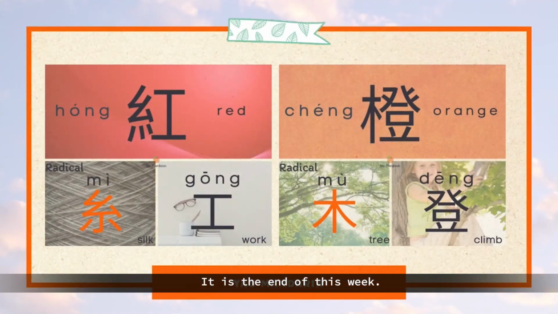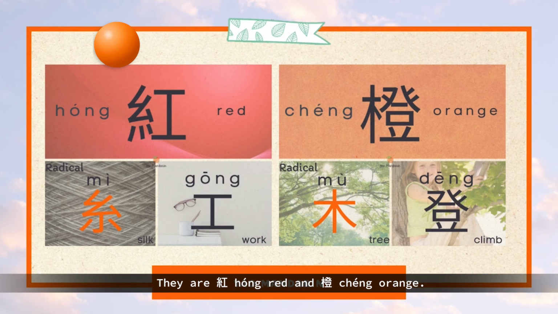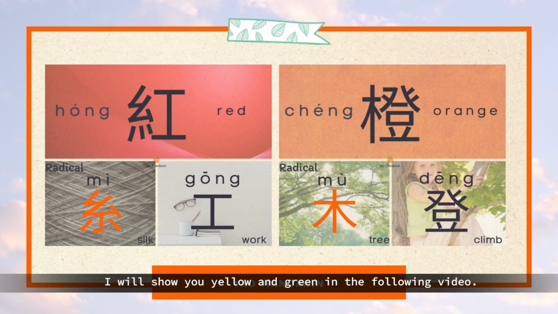It's the end of this week. Do you enjoy it? Since the characters are more complicated, I only introduce you to 2 each week. Let's check them again. They are 红, 橙. I'll show you yellow and green in the following video.